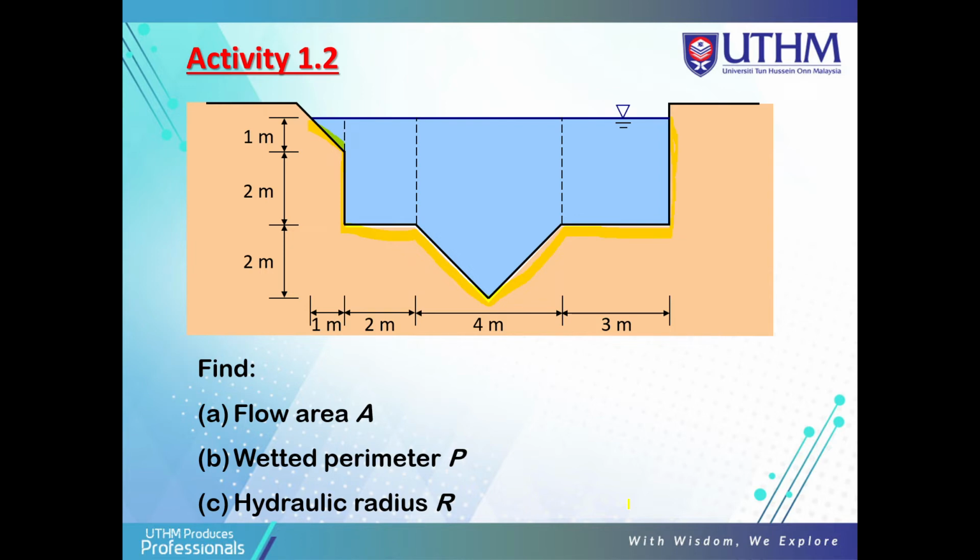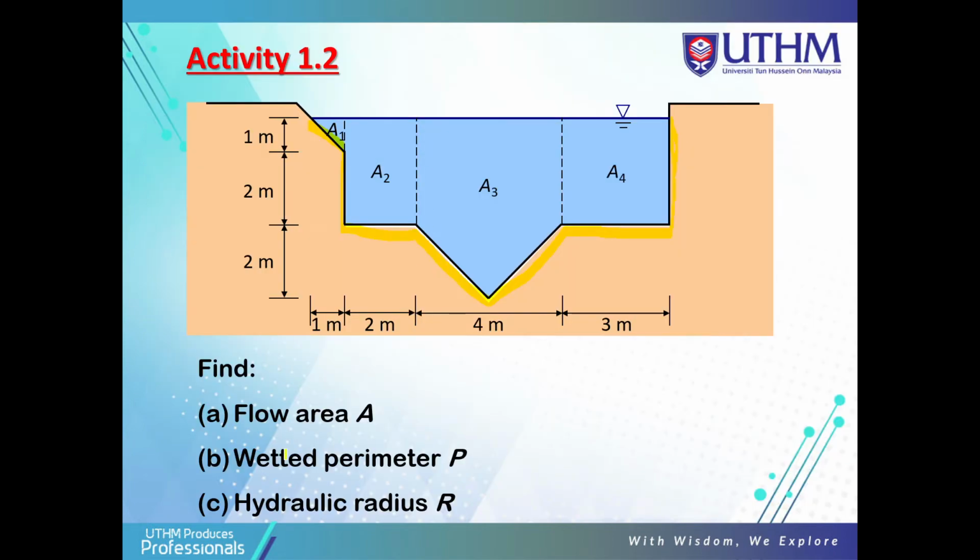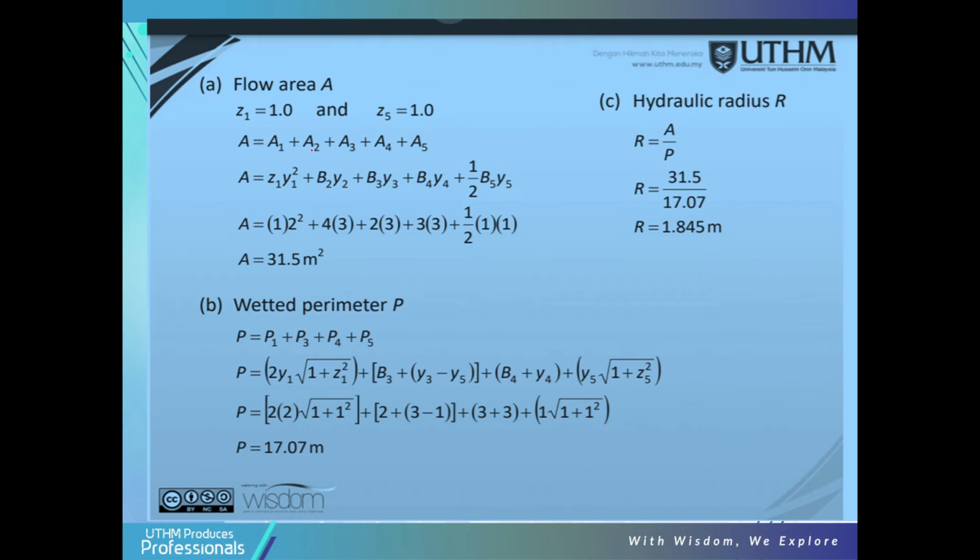You must divide this channel into sections: channel 1, 2, 3, 4 and 5. Step by step, you use area 1 to get the total area, so you must find area 1, area 2, area 3, plus area 4 and area 5. Actually, area 5 is this one. So this is the area of 5. Step by step you must find area 1, 2, 3, 4 and 5.